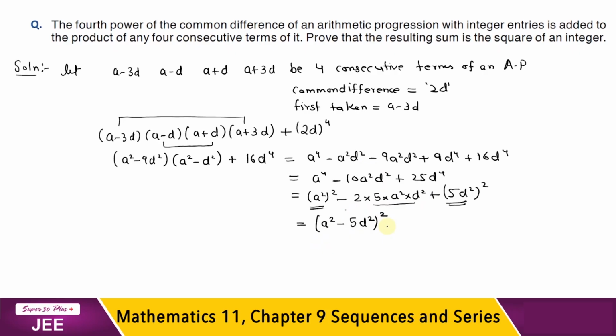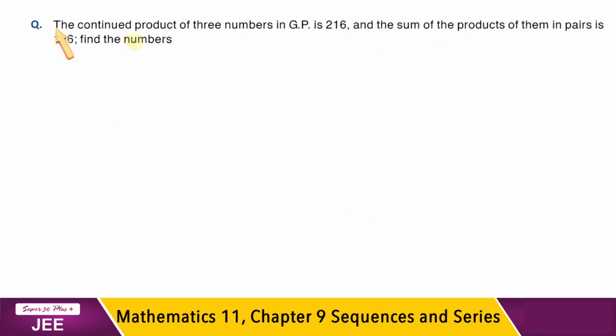Now since the terms of this AP were integral, a and d were also integral, so a square minus 5d square is also going to be an integer. So hence proved that this result is nothing but a square of an integer. Alright students, so this question has been asked in the IIT JEE examination and I hope everybody must have understood it. Let's move forward and see our next question.